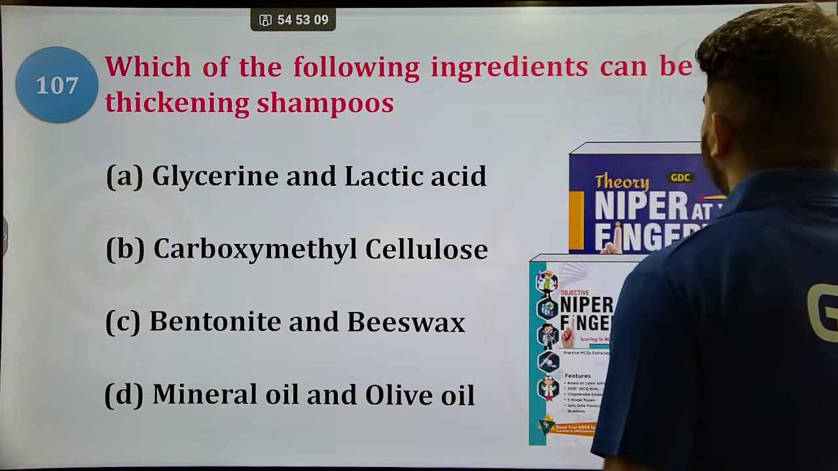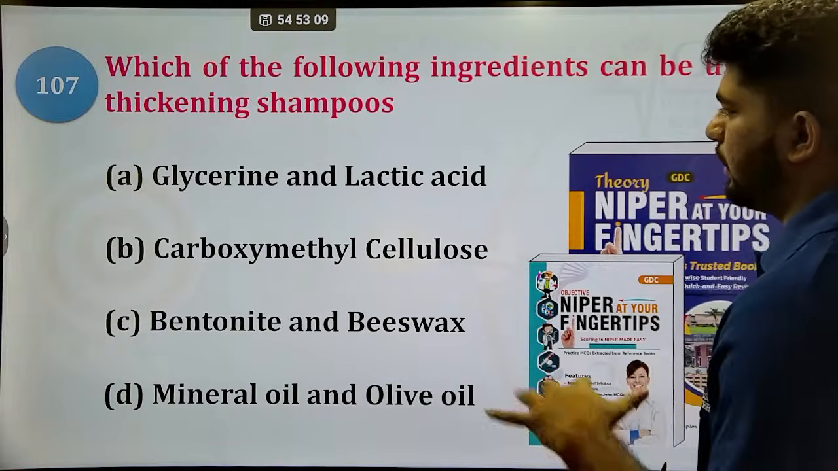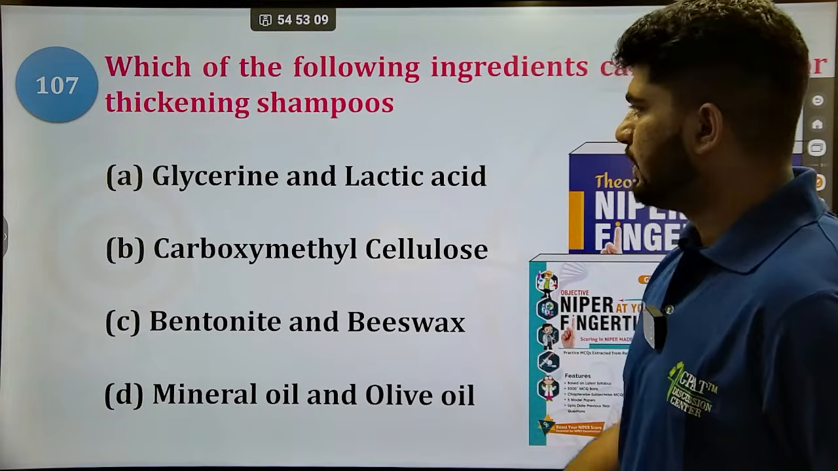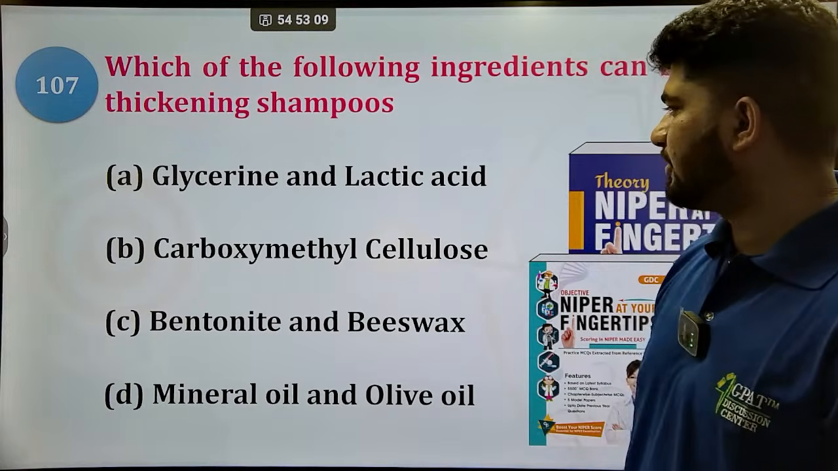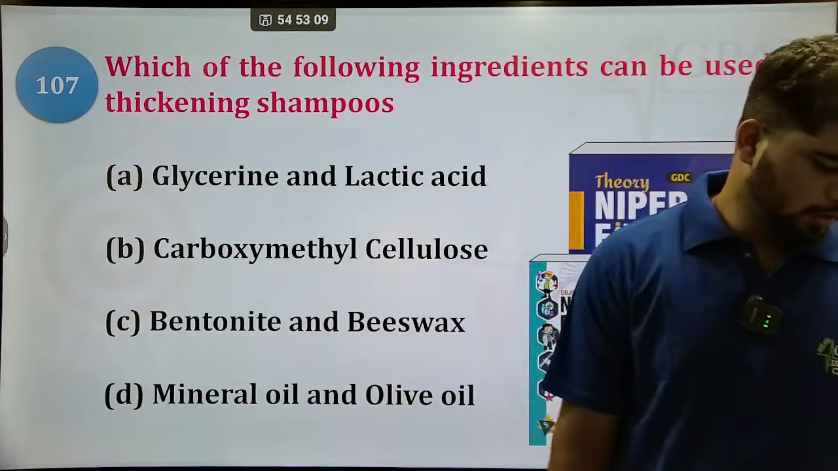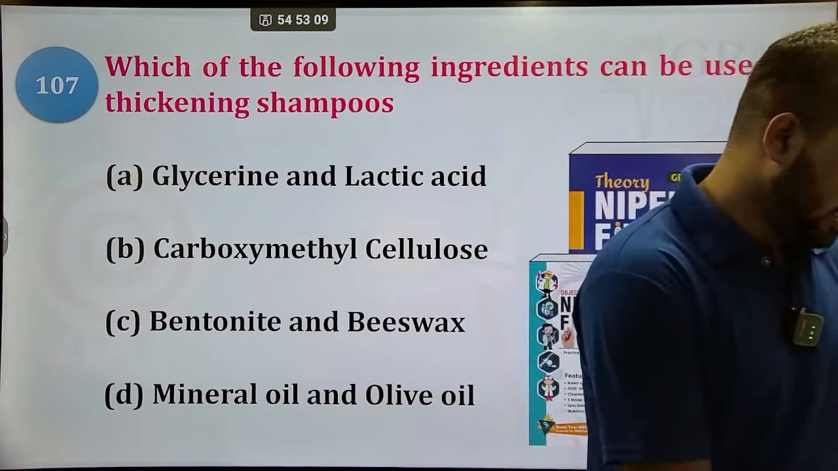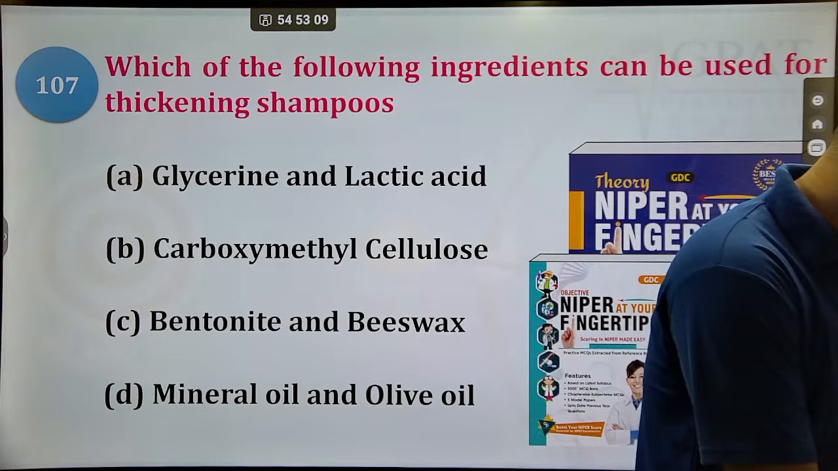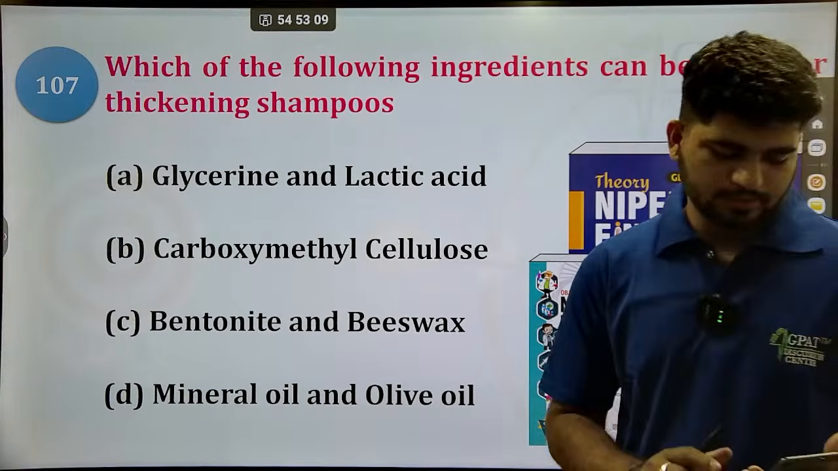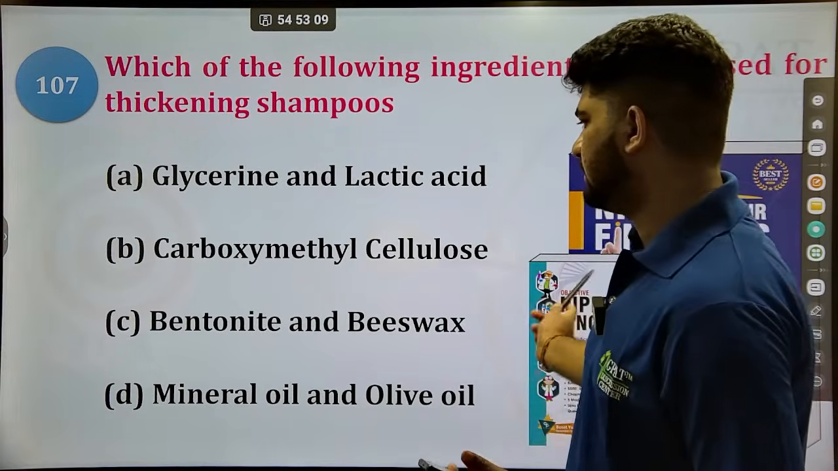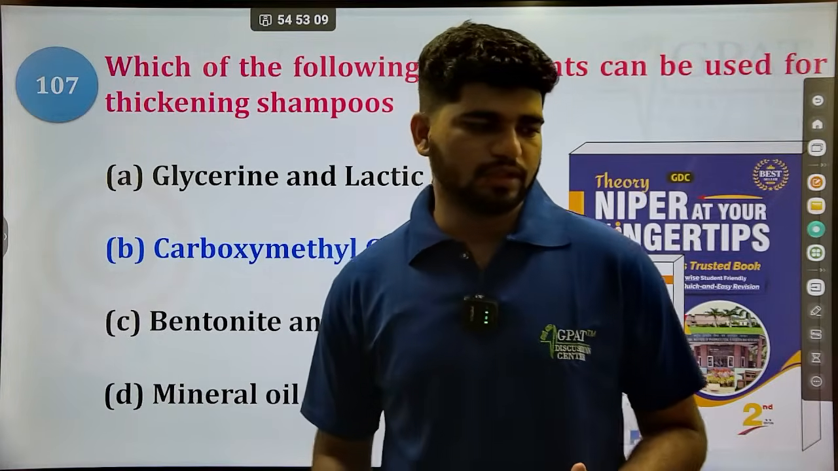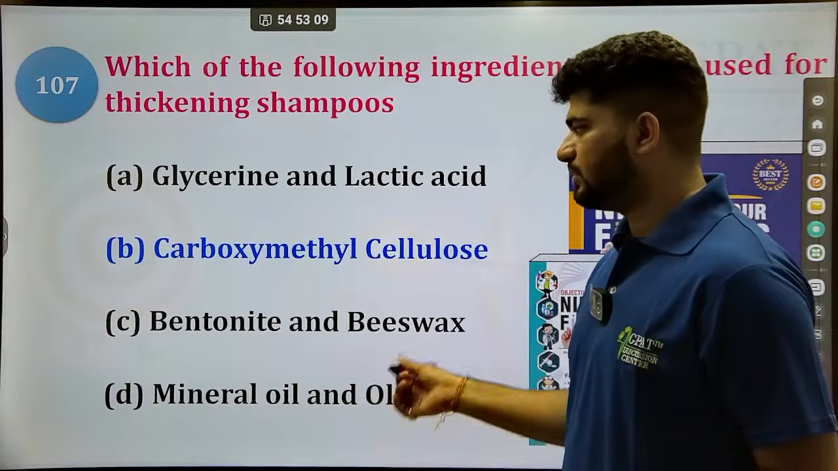Which of the following ingredients can be used for thickening shampoos? Shampoo viscosity is going to be increased by using which of the following? Glycerine and lactic acid, carboxymethyl cellulose, bentonite and beeswax, mineral oil or olive oil. Anyone? Yes, that's your carboxymethyl cellulose only, which is going to thicken the shampoos. It can thicken anything because that's a thickening agent.